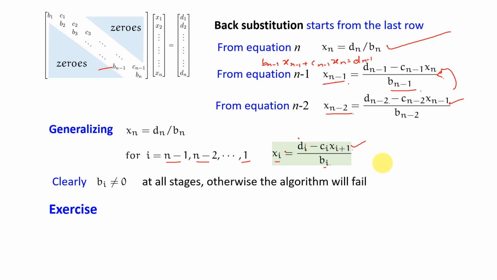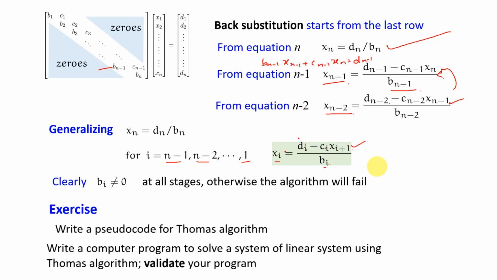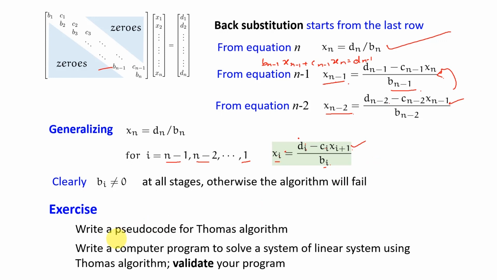Now that we understand how this algorithm works, you can try a small exercise by writing a pseudocode for Thomas algorithm, which will also be part of your next homework, and then write a computer program to solve a system of linear equations using Thomas algorithm. Finally, you validate your program, which means you write a program to solve a system for which you know the results, and then check that the known results are being generated by the program.